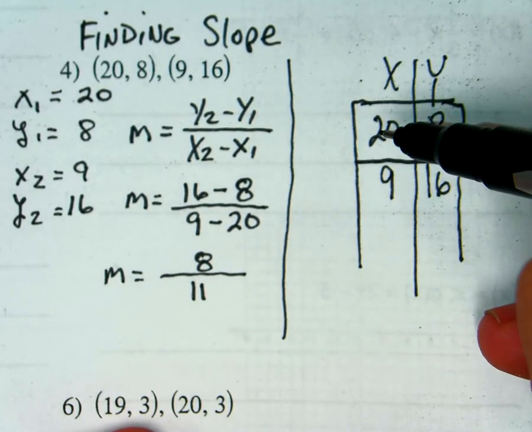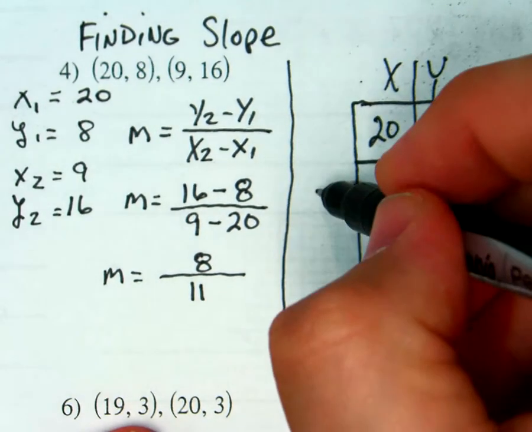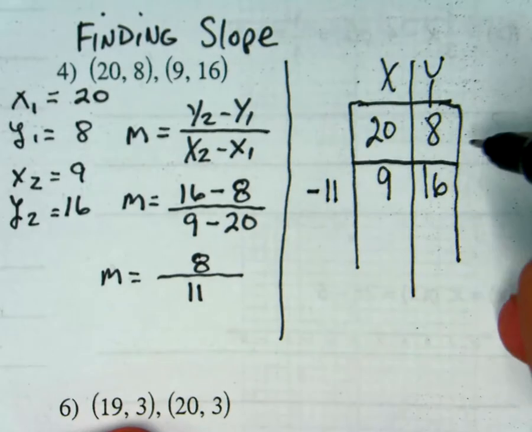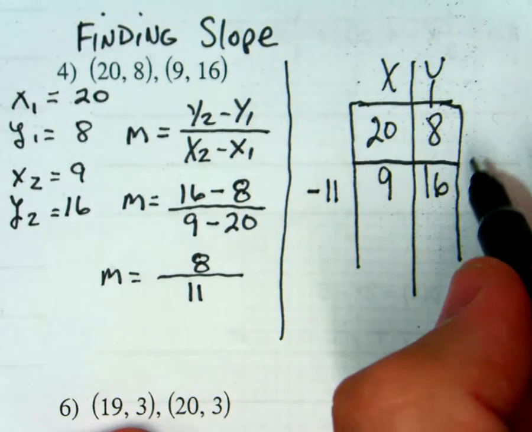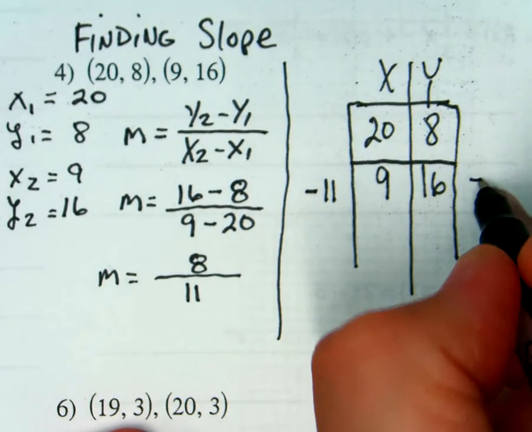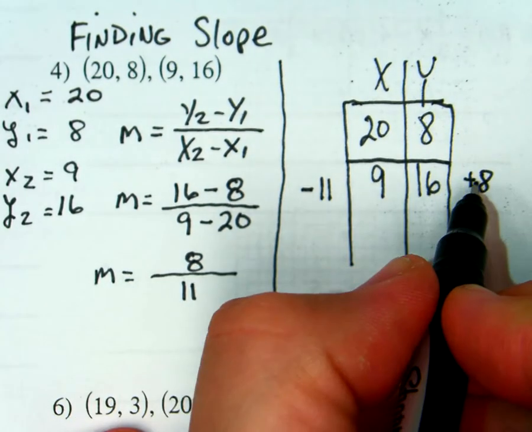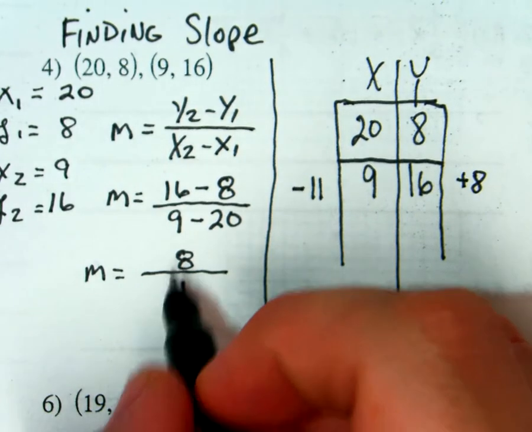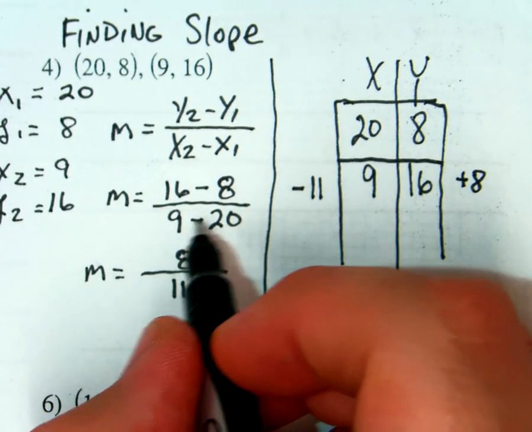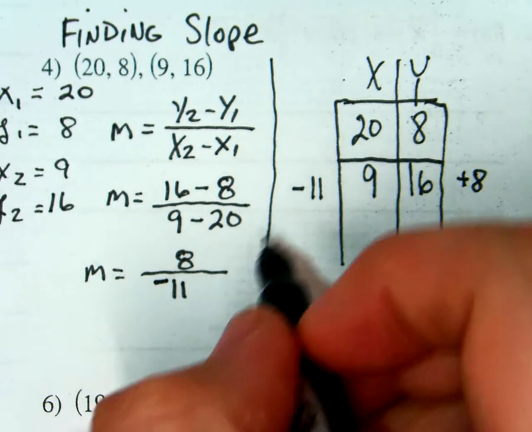Basically saying, how do I get from 20 to 9 using adding or subtracting? In this case, I'm going to subtract an 11. How do I go from 8 to 16? I'm going to add an 8. And now I just noticed that I have a negative 11, I have a positive 8, and I ended up with a positive slope here. See an issue that I have right here. Hopefully you caught it. That should be a negative 11 here.